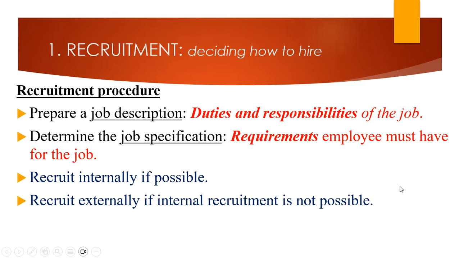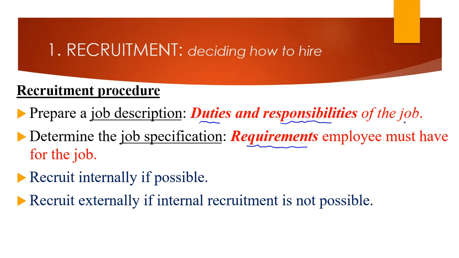Alright, so the procedure is we must first come up with a job description. Job description basically outlines the duties and the responsibilities of the job. Then we must determine the job specification. Now, the job specification is all about the requirements employees must have for the job. It's very important that you understand the difference between the two.